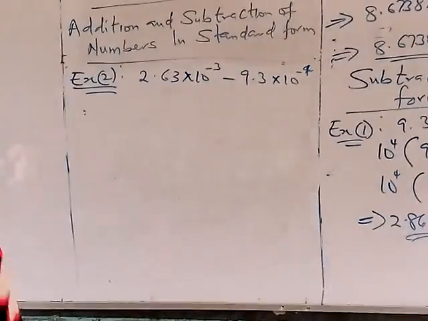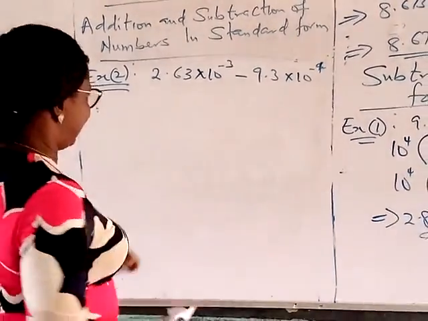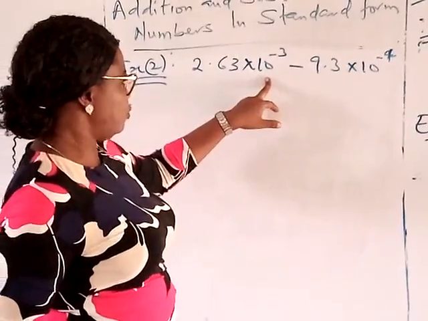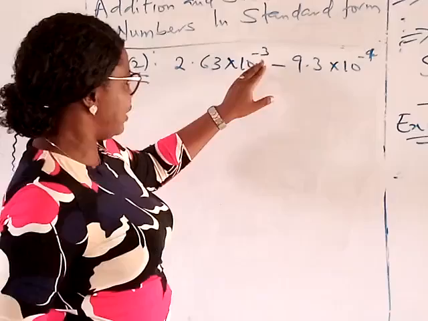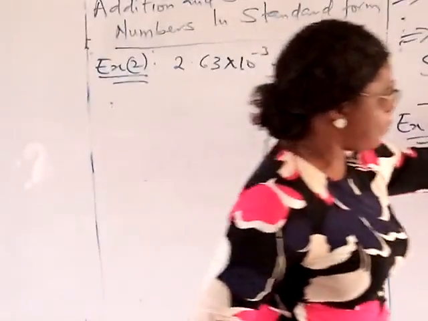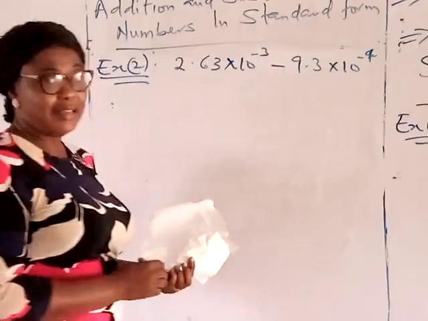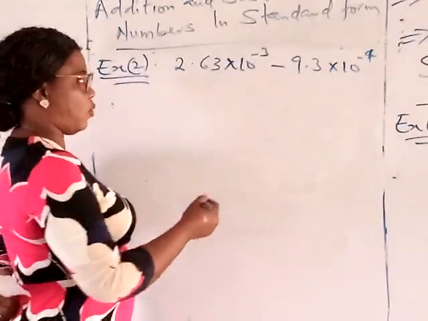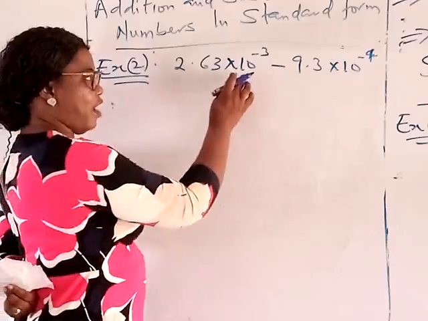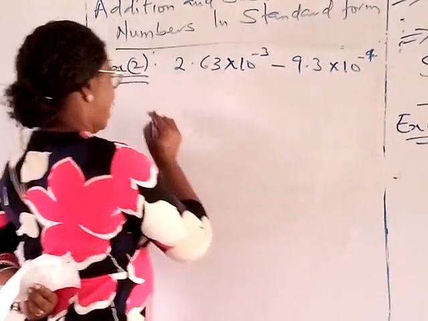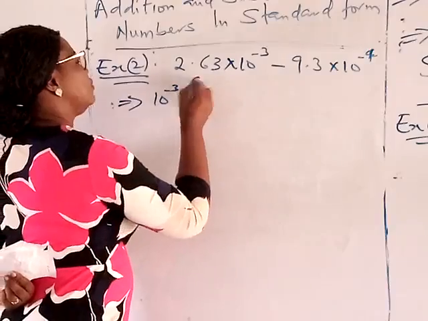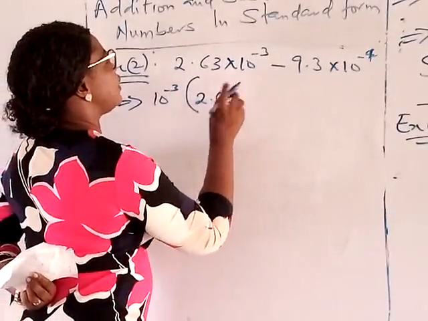Now, we want to handle this also. Just as we did during addition, we look at this problem, it's a bit different from this, in that the power of the 10 is different in this case. It's not the same as we have here. So, with that, factorizing, we look for what is common. That which is common to both of them is 10 raised to power minus 3. We can have 10 raised to power minus 3 out of both of them. And so, bringing out that which is common, we have 10 raised to power minus 3, open bracket, 2.63, nothing is left here.